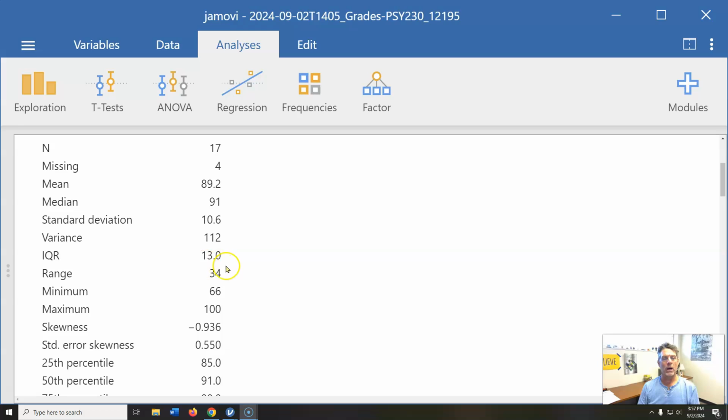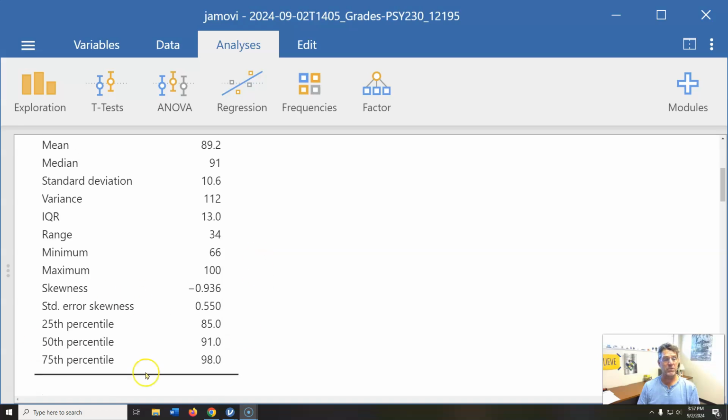Interquartile range, IQR, is 13. So basically you take the 75th percentile and subtract the 25th percentile. So we've got those here. 75% of people scored 98 or below. So that's our 75th percentile. And the 25th percentile is 85. So 25% of people scored below 85. So if you subtract 85 from 98, you get an interquartile range of 13.